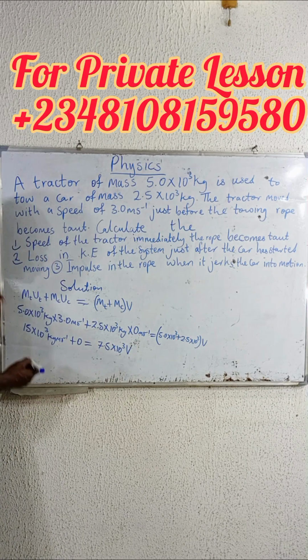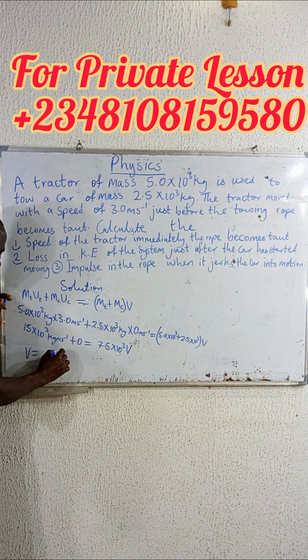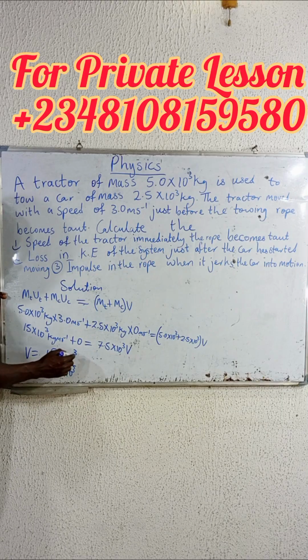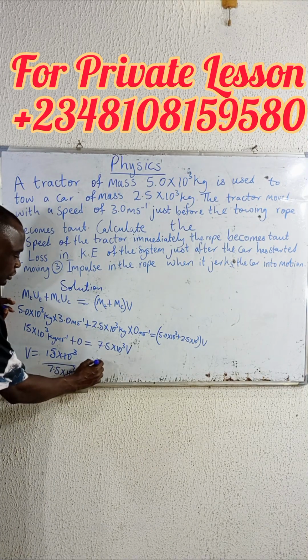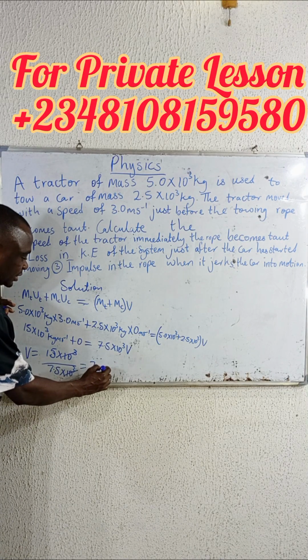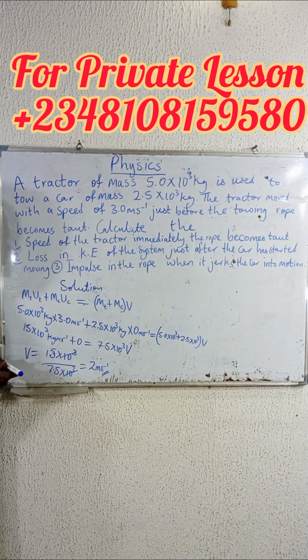What are we looking for? We're looking for the common velocity. So therefore, our common velocity is 15 times 10 exponential 3 divided by 7.5 exponential 3. Okay, so this side we cancel. 15 divided by 7.5 is 2. So it's going to be 2 meters per second. That's the common velocity, and that is the answer to question 1.